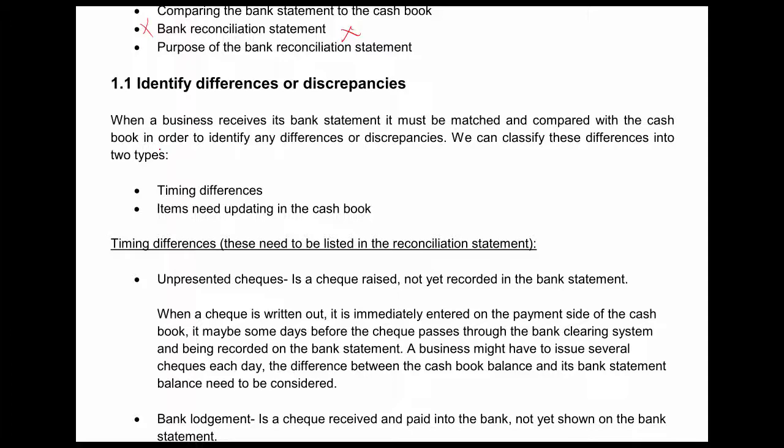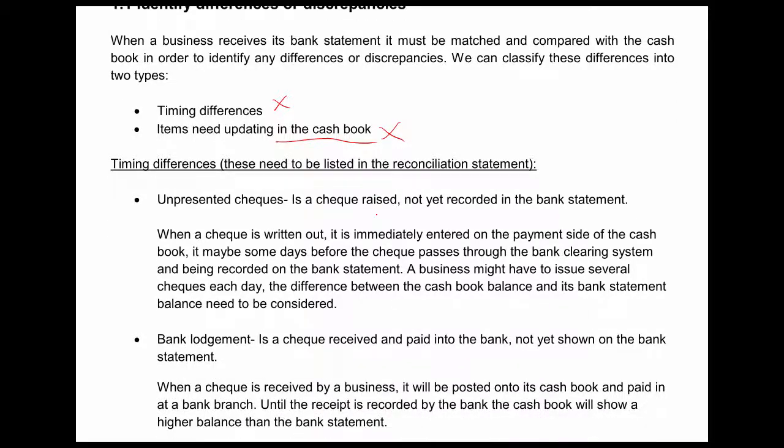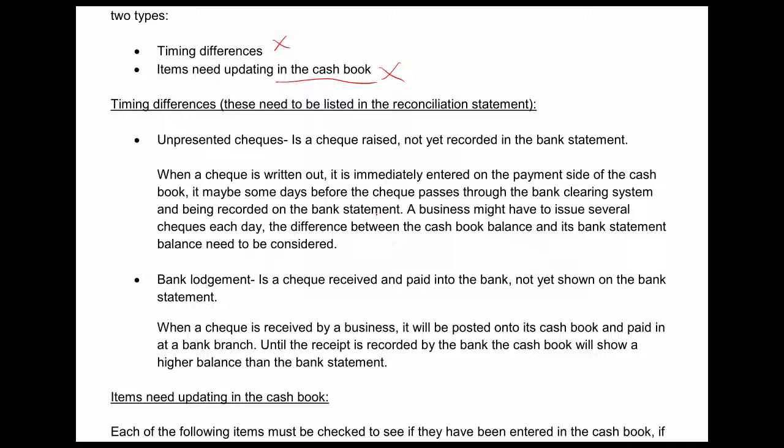But the first thing you need to do is look for the timing differences, and then you also need to make sure the cash book is up to date, because sometimes items go through the bank statement that are not yet in the cash book. All right, so what are the timing differences? What things are going to arise as your timing differences? And these are the things, this is very important, that need to be listed in the bank reconciliation statement. So the first one is unpresented checks.